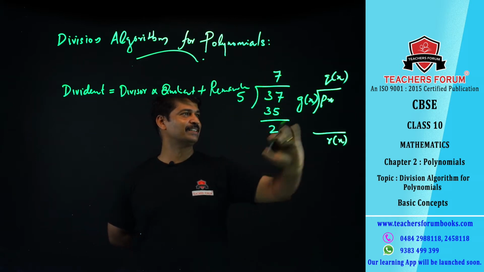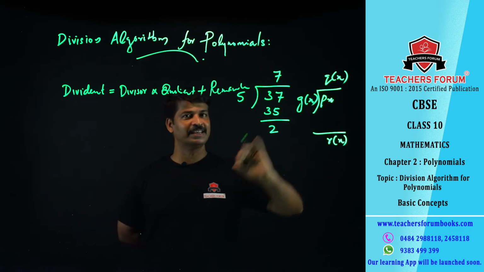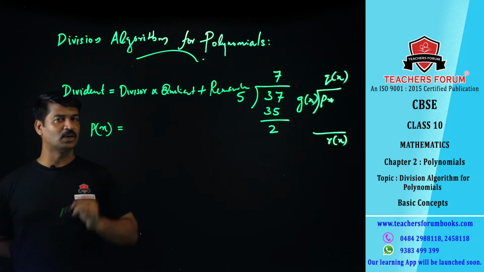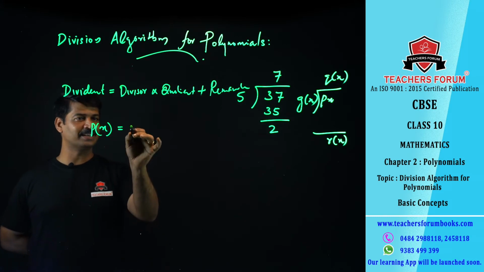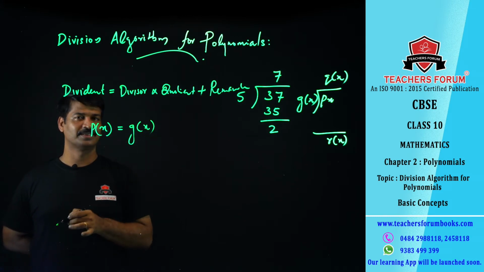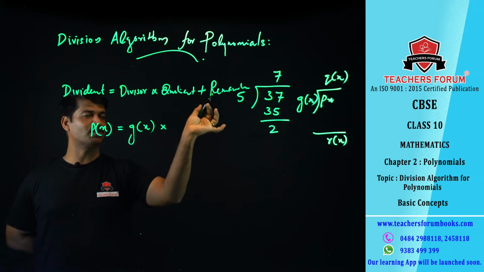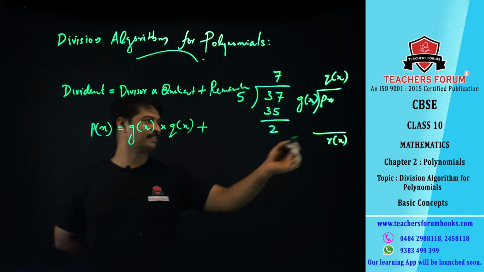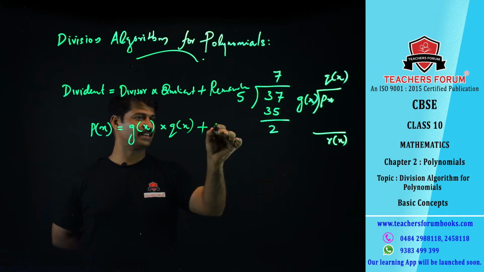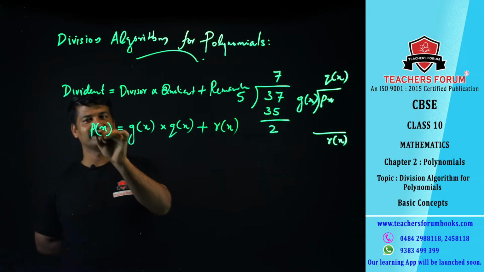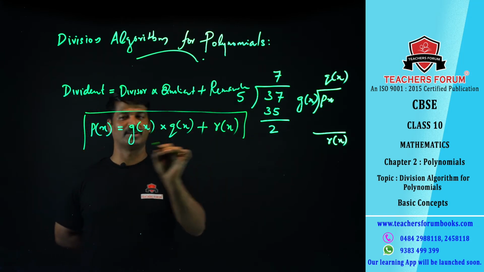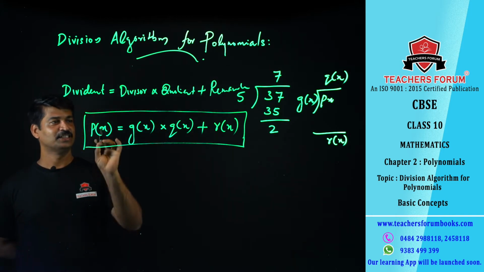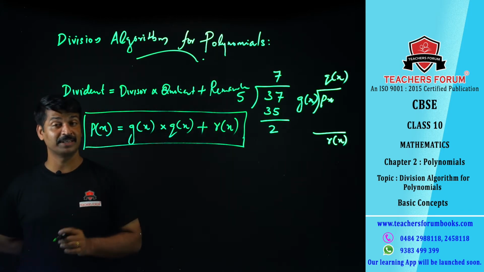Now, using this method, how can you write this? Here the dividend is p of x, isn't it? So here you can write p of x is equal to divisor. What is divisor? Divisor is g of x into quotient. What is quotient? Quotient is q of x plus, what is remainder? Remainder is here r of x. So this is known as division algorithm for polynomials. I think it is clear. It's very simple. P of x is equal to g of x into q of x plus r of x.